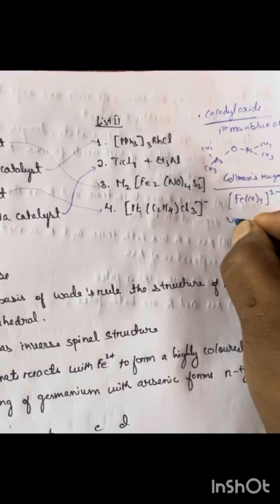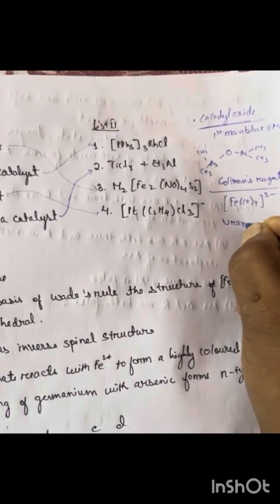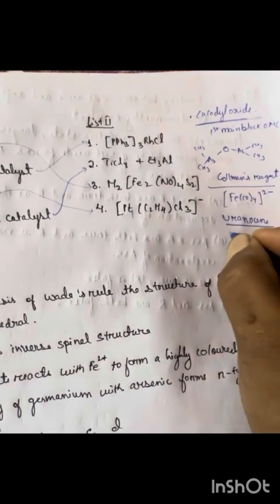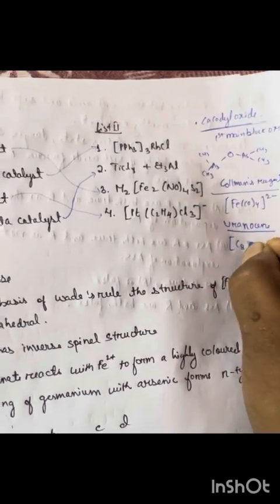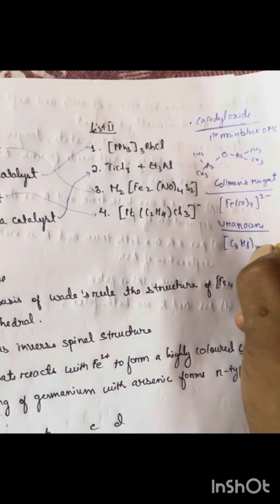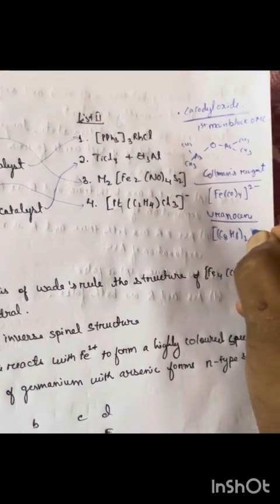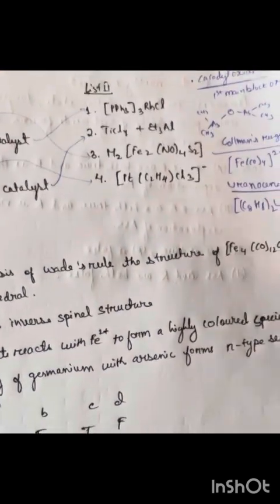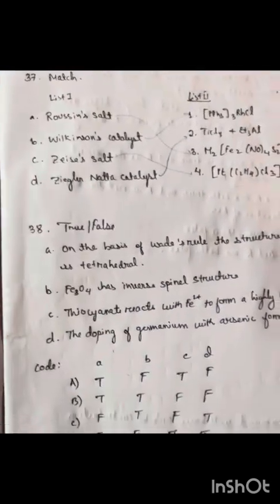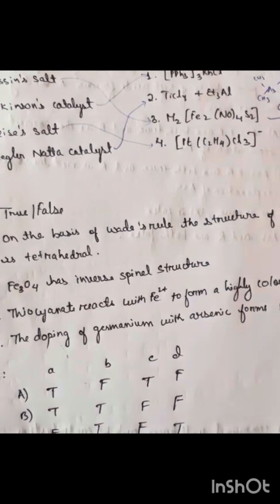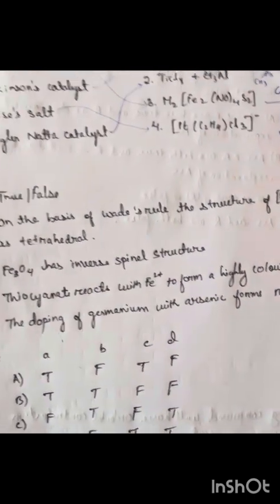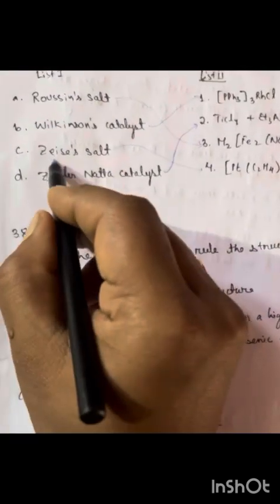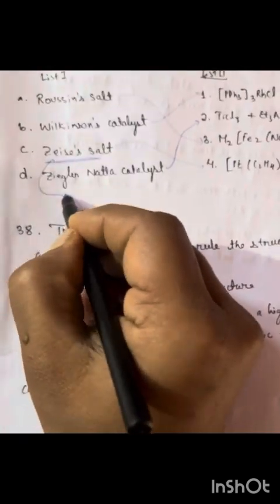Another is uranocene, which is very famous nowadays. We'll study metallocenes overall, but uranocene is the important one: U(C8H8)2, uranium +4. Okay, this is very important. Now if you want, Zeise's salt is also very important. You have to know about Zeise's salt.